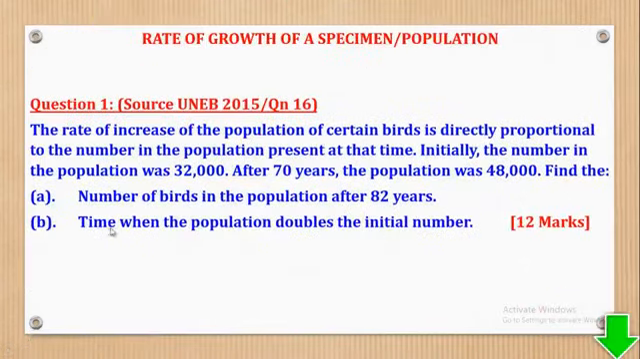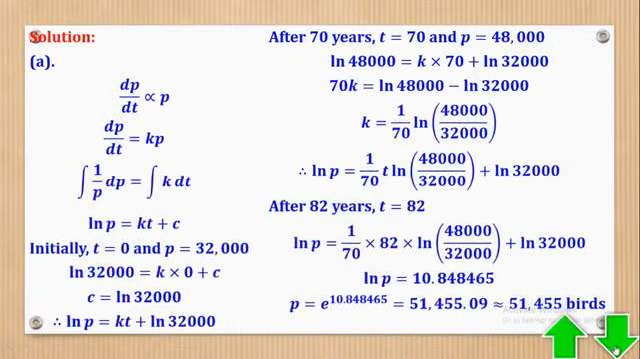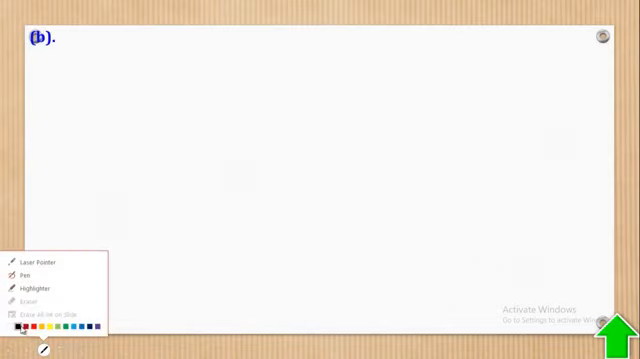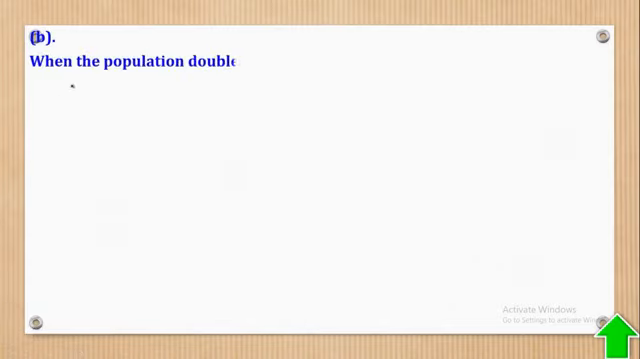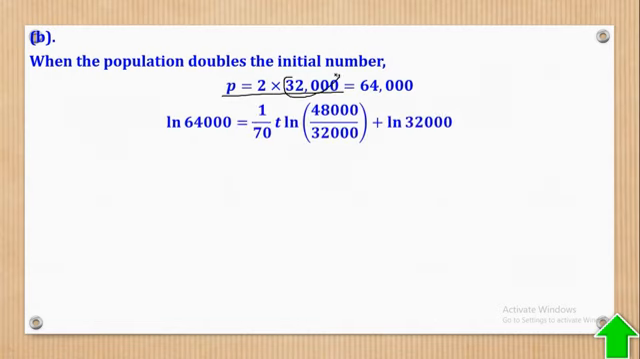Then part B, they asked for the time when the population doubles the initial number. So when the population doubles the initial number, P is equal to that, so twice, because the initial number was this. Therefore, come and substitute for this value of P here. You remain with only T as the only unknown. Therefore, look for a way of making T the subject.